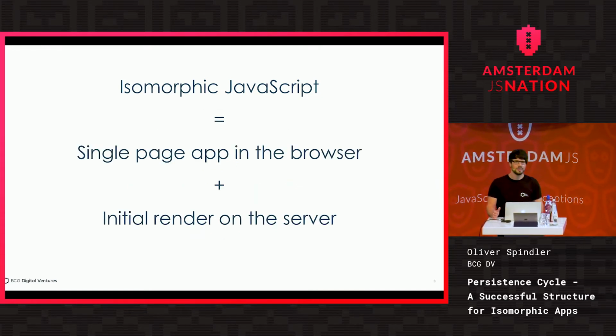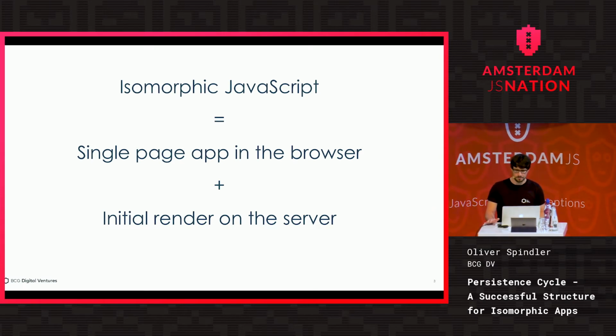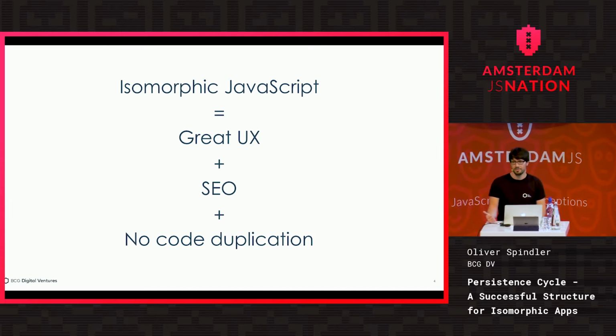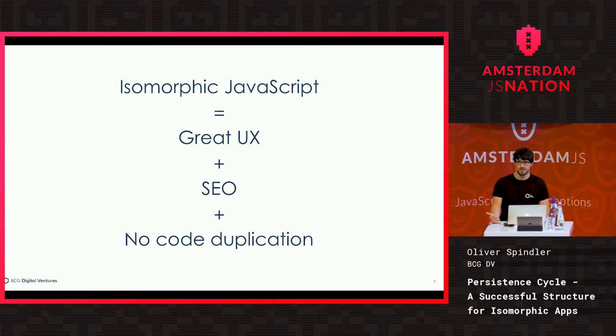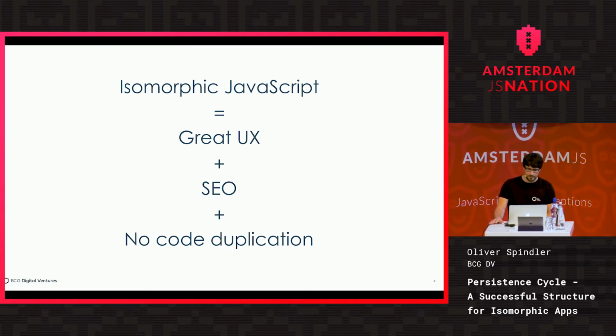What I mean with isomorphic JavaScript apps are single-page apps in the browser that do the initial render on the server. And then when the initial render comes back, the browser takes over. I think they're great because you get fast initial page load, like you do from a traditional server-rendered app, but you also get the interactivity that you get from a single-page app. They also make SEO optimization much, much easier. And importantly, you have no code duplication, so you minimize the development effort.